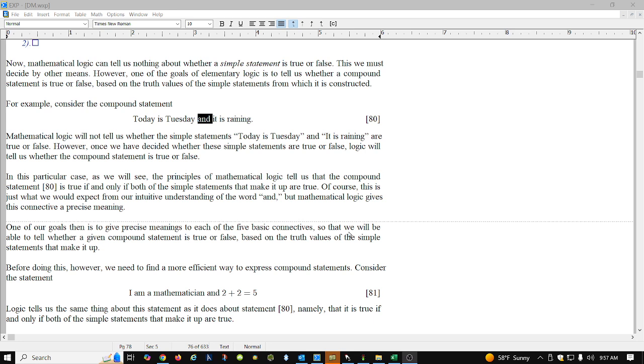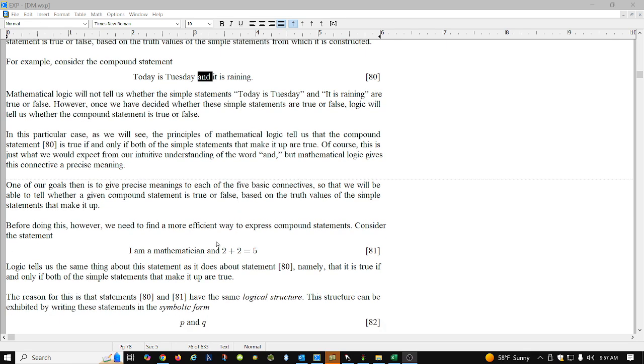So what we need to do is give a precise logical meaning to the 5 basic connectives so that we can decide whether a given compound statement is true or false. The first step is to find a way to express compound statements written in English with math, with symbols, in a more precise way. All languages, including English, are full of ambiguity. So we need to try to remove that.